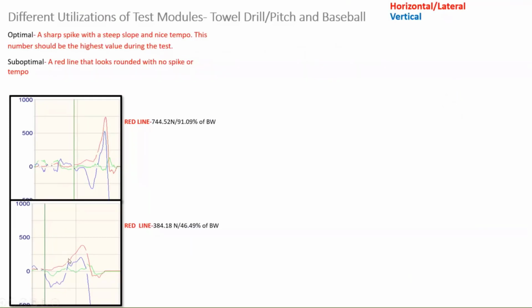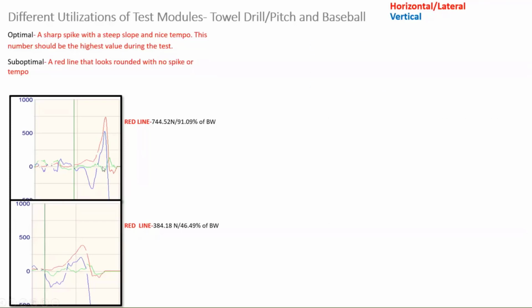And this is a poor one. He doesn't have great rate of force development, and there's no real force into the ground. Well, this athlete got injured. This athlete's a big leaguer.